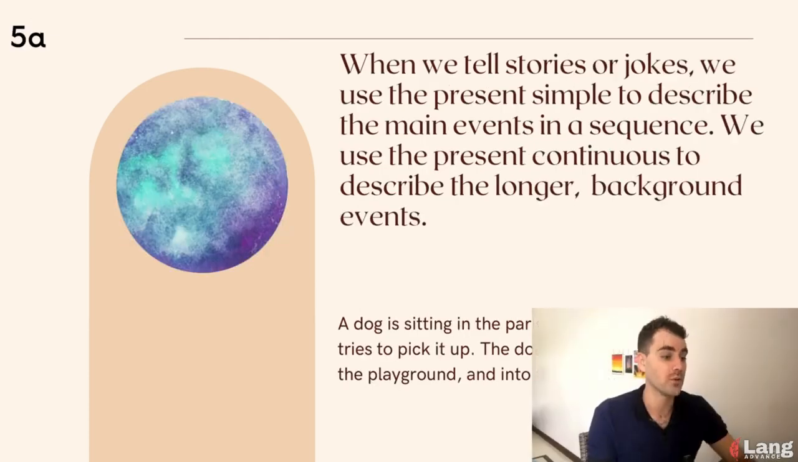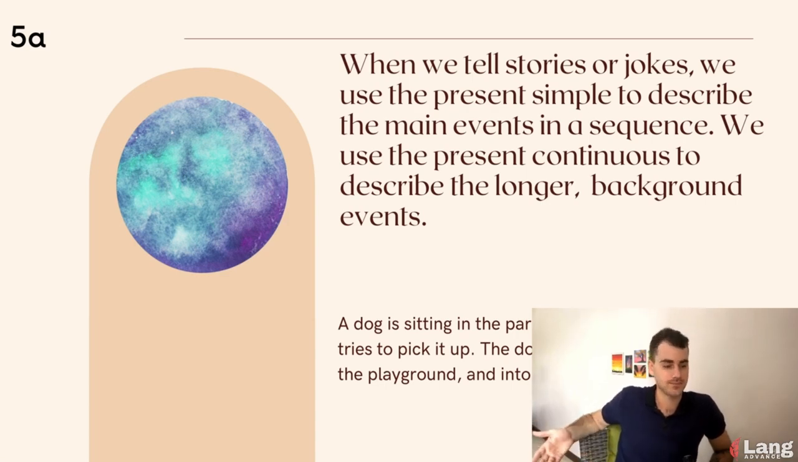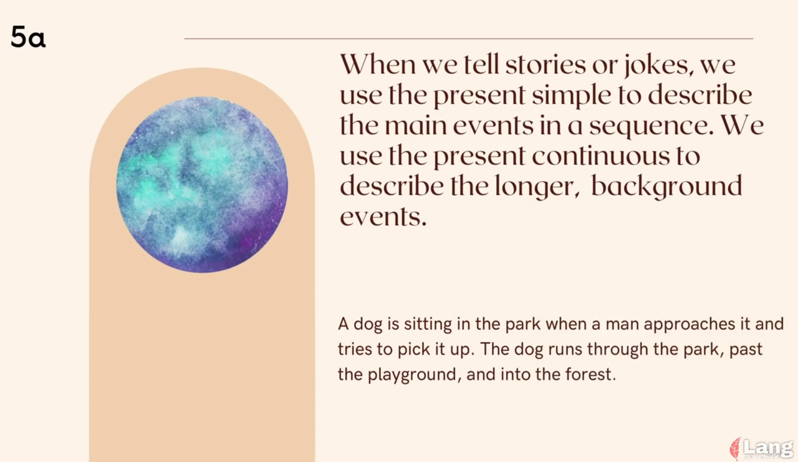When we tell stories or jokes, we use the present simple to describe the main events in the sequence. We use the present continuous to describe longer background events. So, here's an example. The dog is sitting in the park when a man approaches it and tries to pick it up. The dog runs through the park, past the playground, and into the forest.